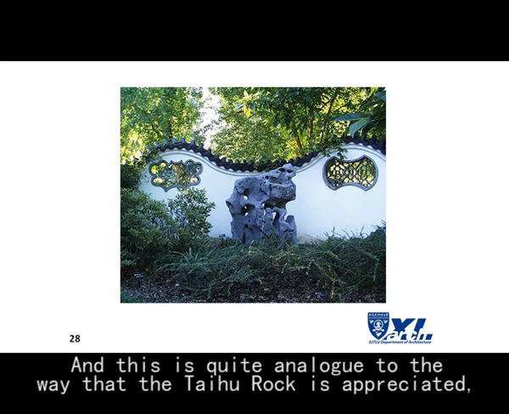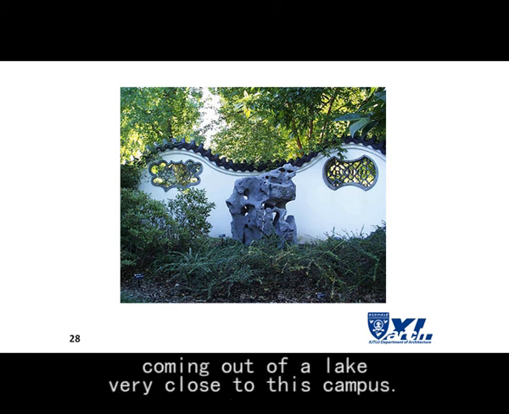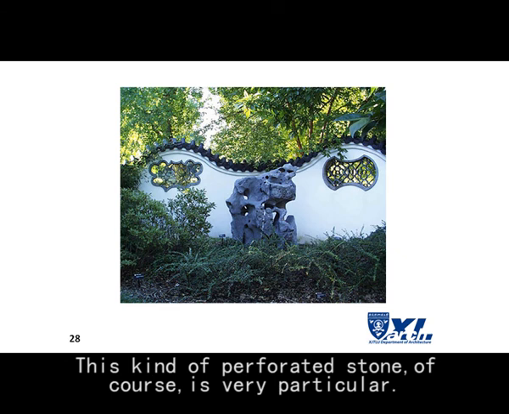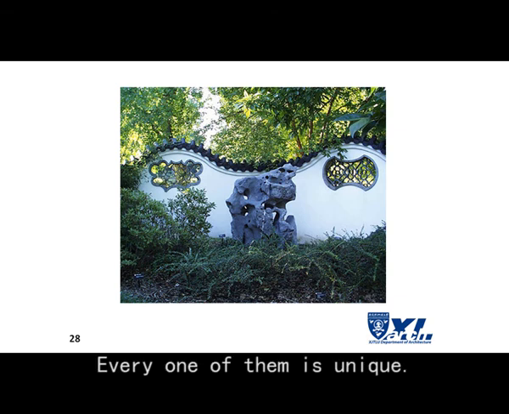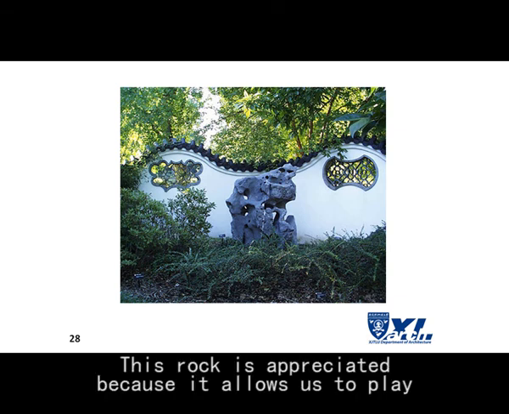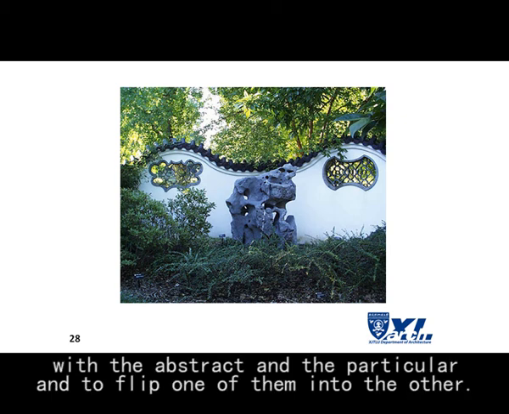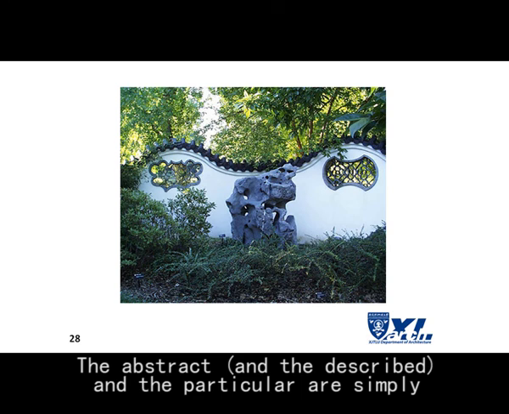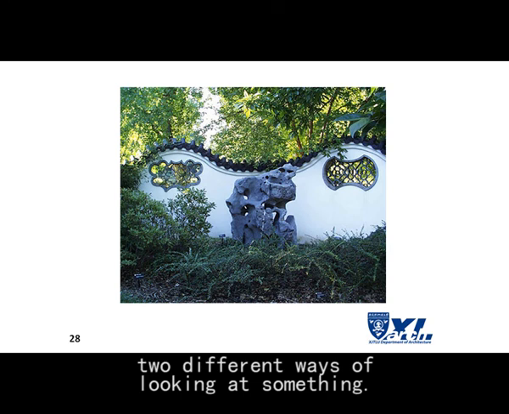And this is quite analogous to the way that the Taihu Rock is appreciated, coming out of a lake very close to this campus. This kind of perforated stone, of course, is very particular. Everyone is unique. This rock is appreciated because it allows us to play with the abstract and the particular, and to flip one of them into the other. The abstract and the described and the particular are simply two different ways of looking at something.